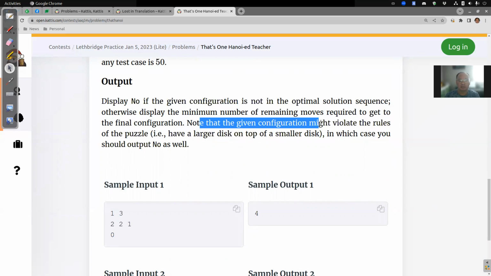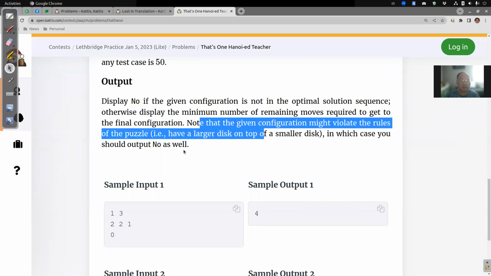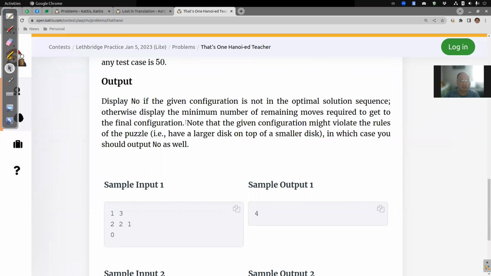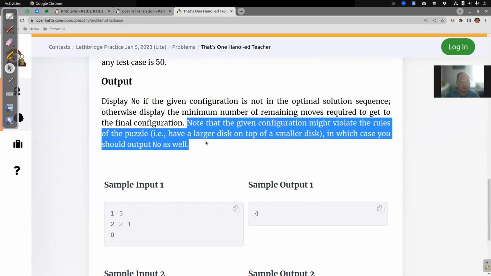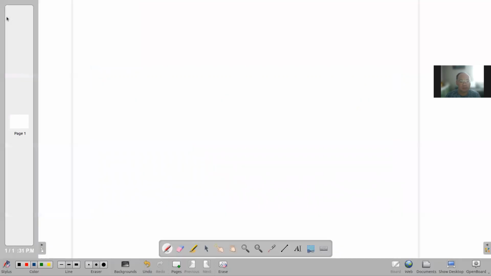Note that the given configuration might violate the rules of the puzzle, in which case you just output no as well. So I'm not going to say too much about this one because you can easily check if you have a larger disk on top of a smaller disk anywhere and print a no. So I'm going to assume that you just know what to do here. The more interesting problem, I guess, is how do you know where you are, right?